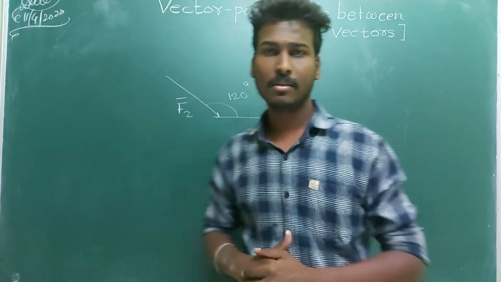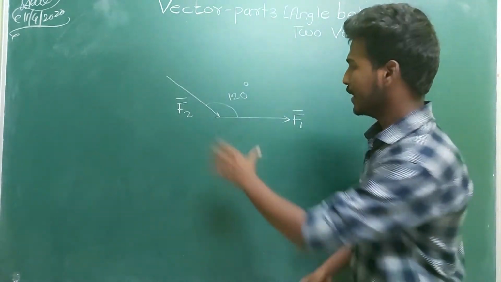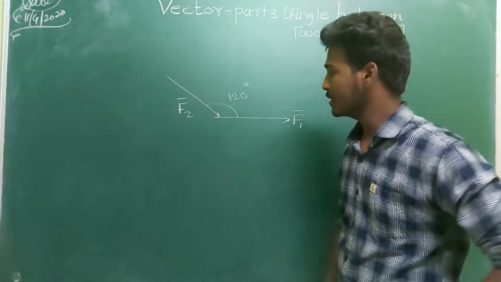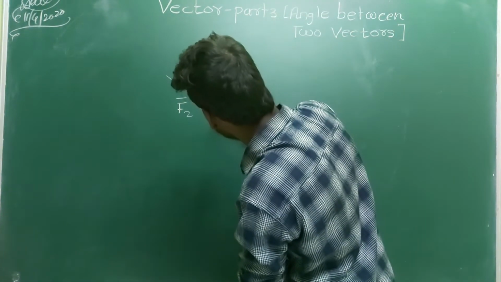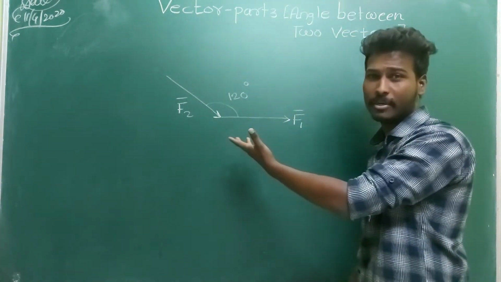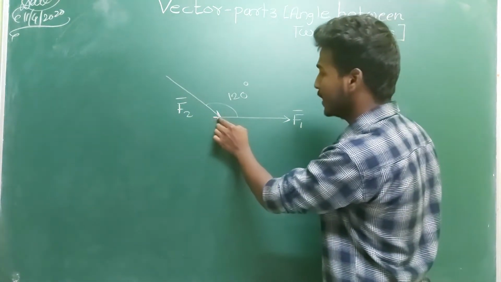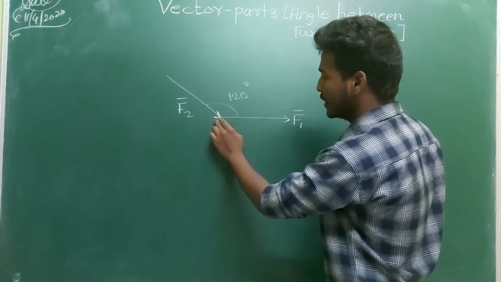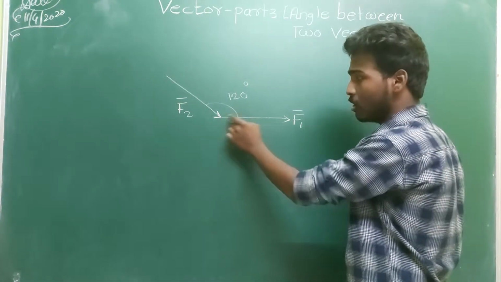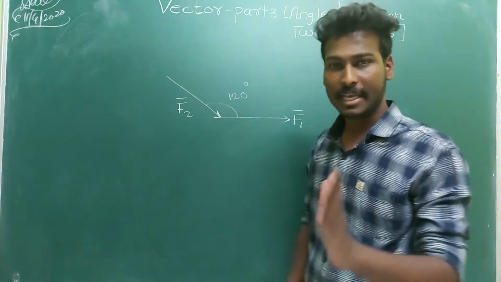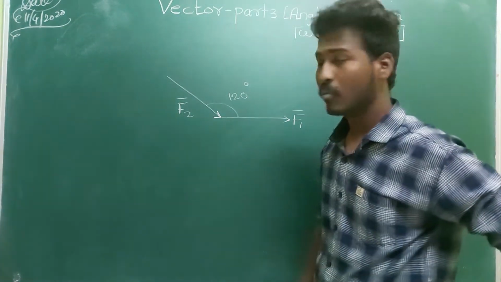Okay, now take the second example. Here we have two forces which are basically vectors. Here also there is no head to head or tail to tail arrangement. Here the head of F2 is meeting with the tail of F1. We want HH or TT. Then what should we do?